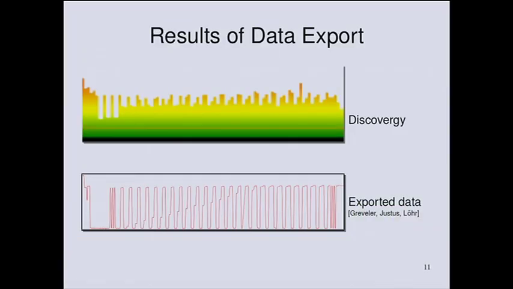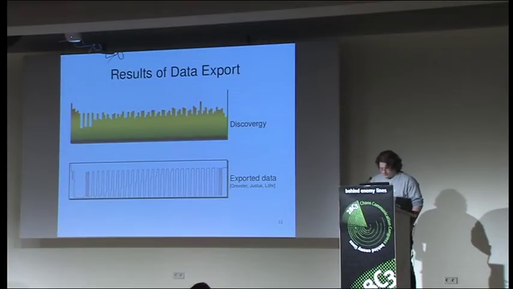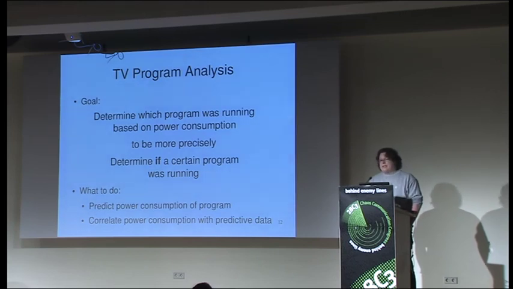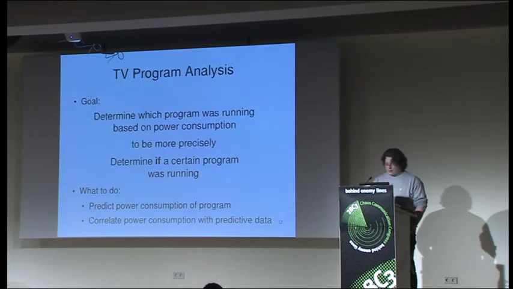These pictures contain the same data. We have downloaded the data from their server. The upper image is from the Discovergy web GUI. At the bottom, you see the predicted data with GNUplot. Our goal is to determine which program was running based on power consumption. Not possible, so to be more precise, we want to determine if a certain program was running. So what we have to do is predict the power consumption of one program and correlate power consumption with the predicted data.